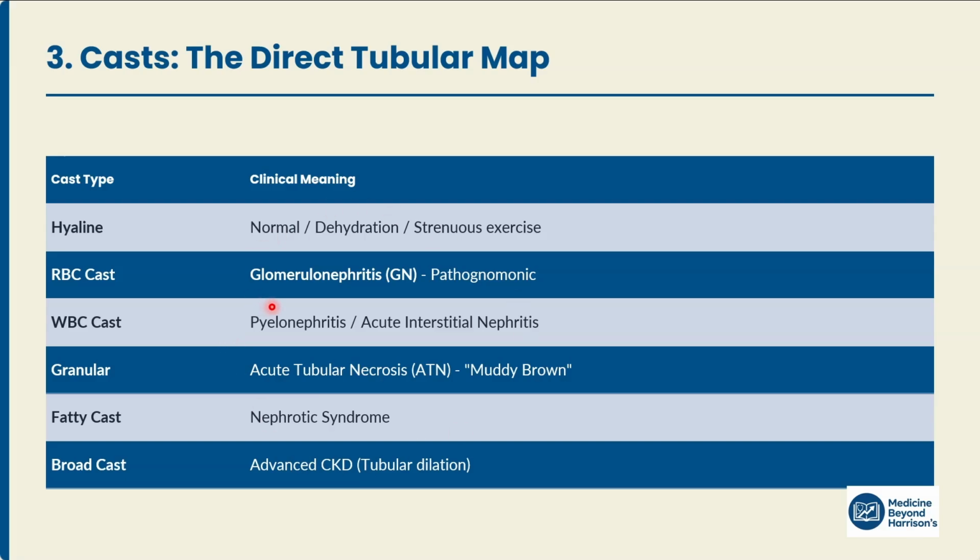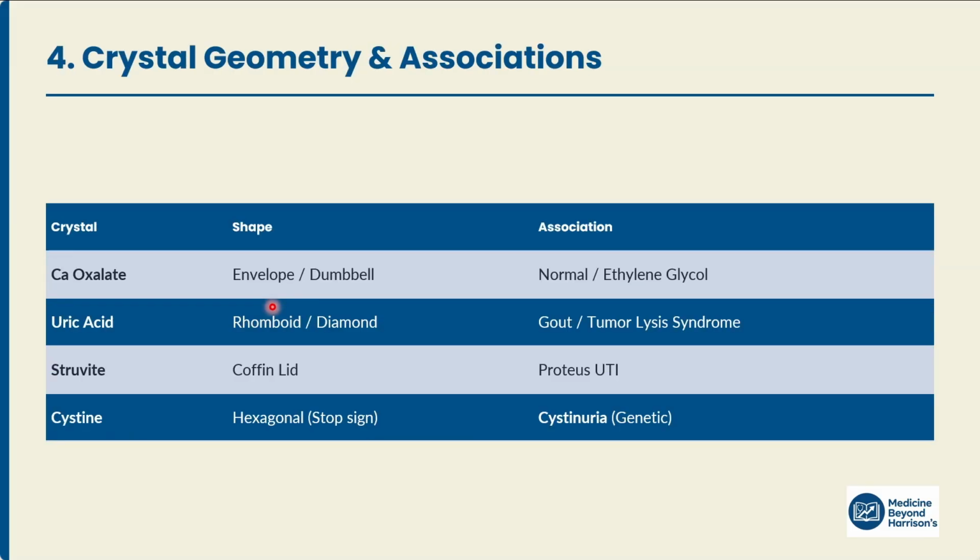Crystal geometry: there are a few crystals that can be found in the urine routine. Calcium oxalate crystals are usually envelope or dumbbell shaped. It is normal or due to ethylene glycol consumption. Uric acid crystals are rhomboid or diamond shaped, seen in gout or tumor lysis syndrome. Struvite crystals are coffin lid shaped, seen in Proteus urinary infection, and cystine crystals are hexagonal in shape, also known as stop sign. This is seen in cystinuria, a genetic condition. So these are the common crystals that you need to remember in the urine routine analysis.